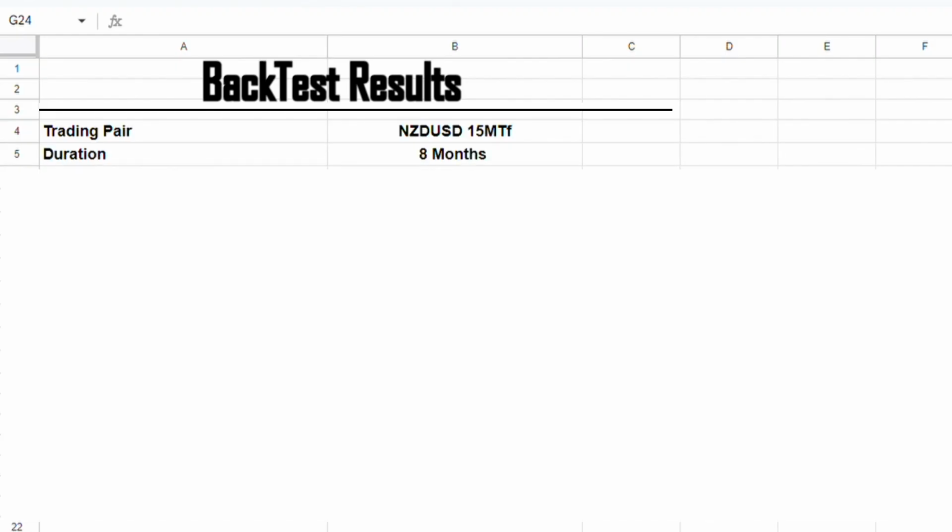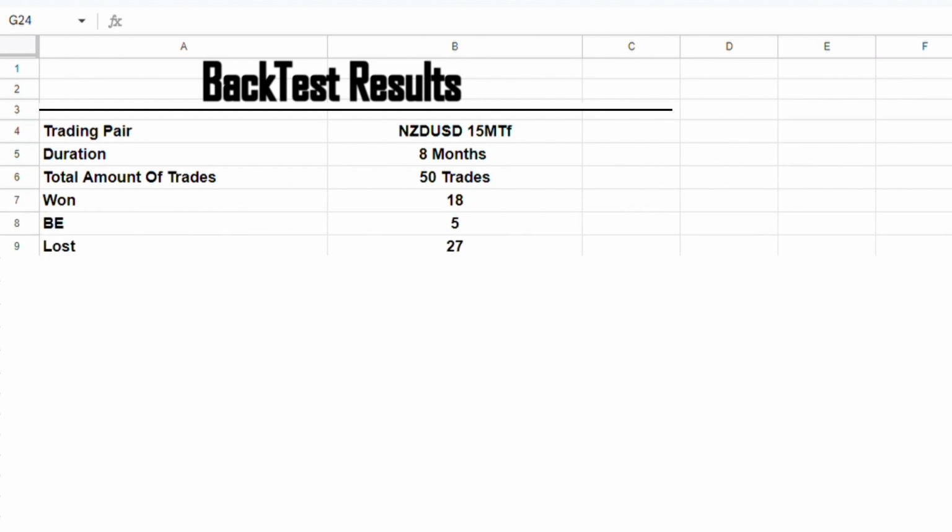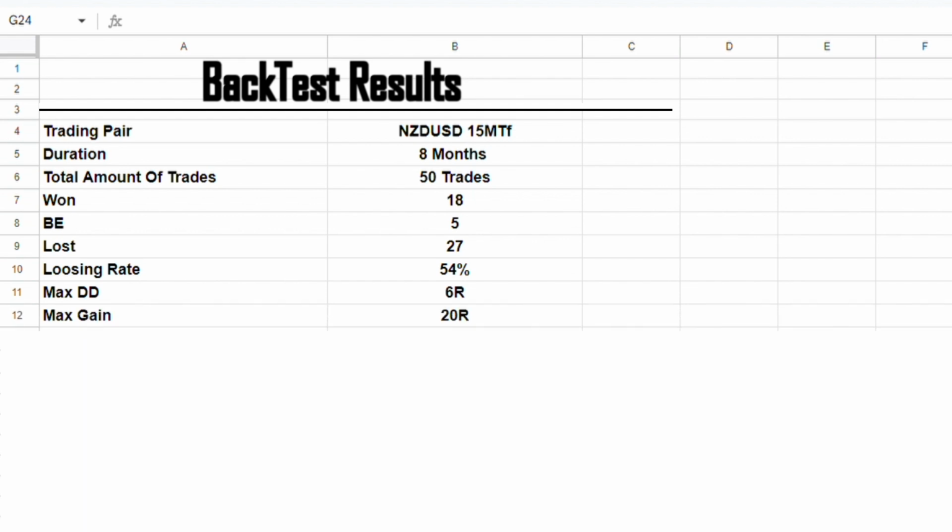Okay, so in 8 months, I took 50 trades, 18 won, and 5 broke even, with 27 losing, which means 54% of the trades lost when going for a 1 to 5, which is perfect. Now the max drawdown is 6%, which means it's no problem with a funding account, as long as you risk 1%. Now the max gain was 20%, which means we had a nearly 1 to 4 comparing to our max drawdown, which is huge. Now the net profit in 8 months was 63%.